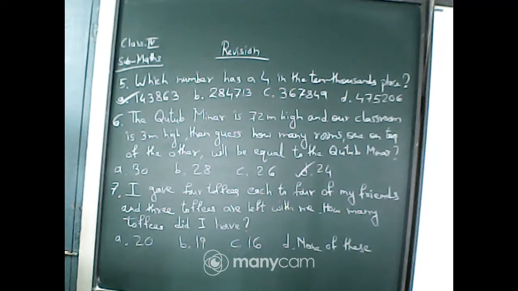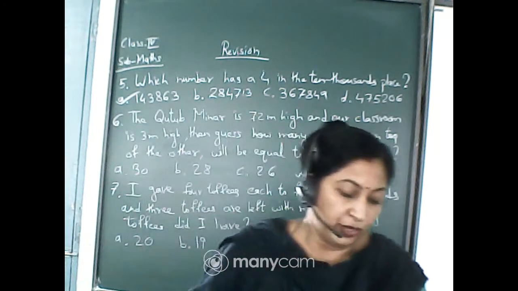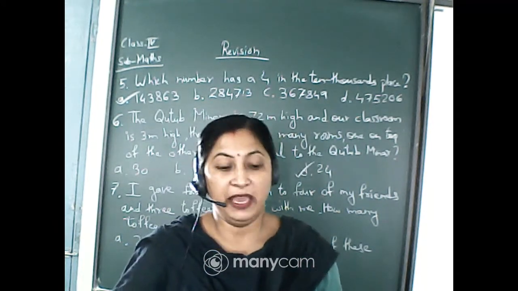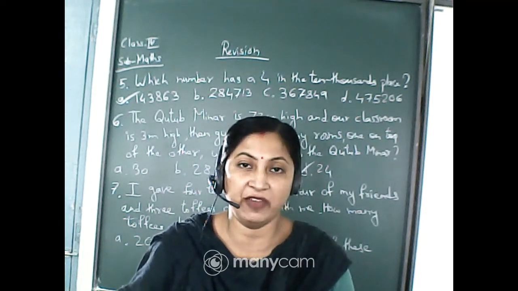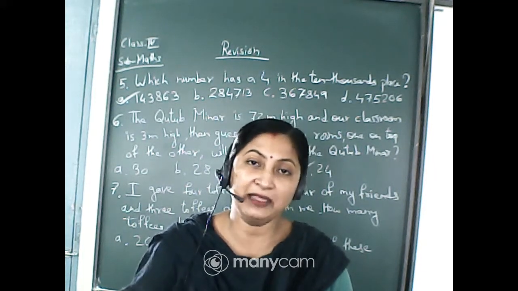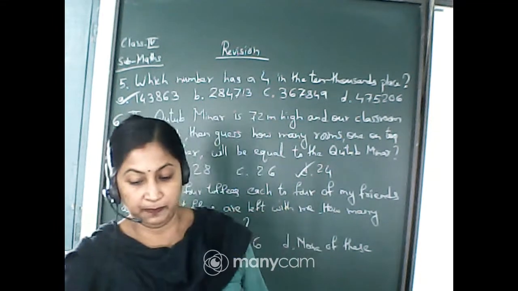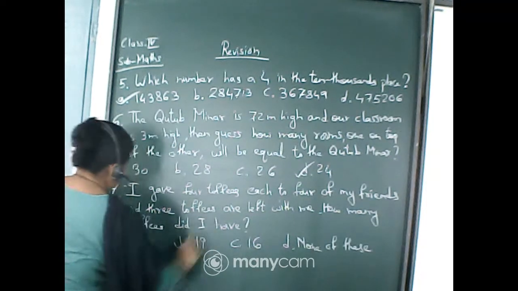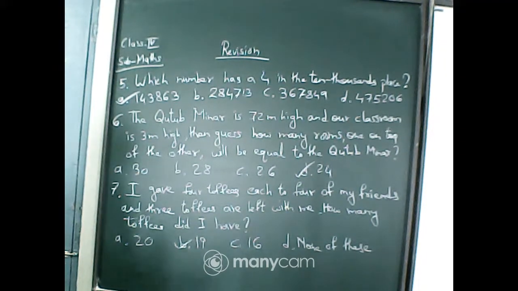See, I gave 4 toffees each to 4 of my friends, and 3 toffees are left with me. How many toffees do I have? I have given 4 toffees to 4 friends. That means 4 fours are 16 toffees I have given, and after that still 3 toffees are left with me. So 16 plus 3 is 19. So 19 toffees are with me. That is option number B. So give a tick mark in option number B.